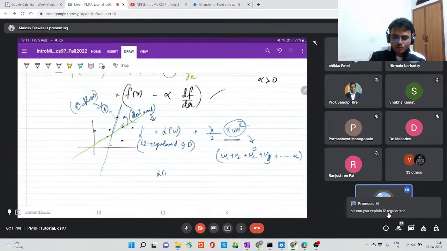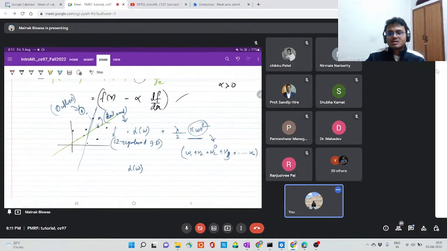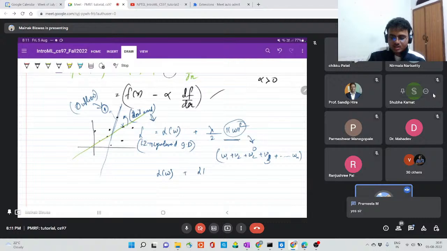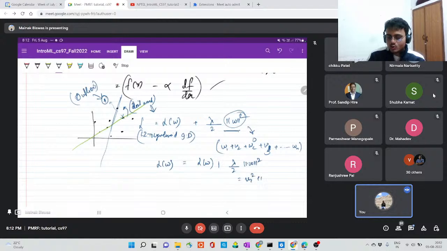Did you understand the original cost function, Pramila? The initial cost function is something, yes. You just add to it all the w squared terms. This is nothing but w1 square plus w2 square plus w3 square up to wn square.